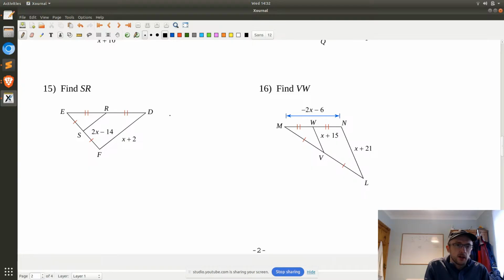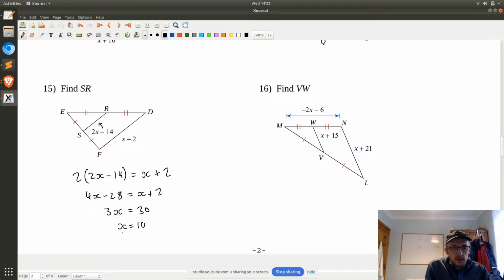Find the length of SR. Well, I guess 2x take 14 applies to that. Not 100% sure. So 4x take 28 is equal to x plus 2. So 3x is equal to 30. So x is equal to 10. And so now for RS, that would be 2 times 10 take 14, which is 6. That would be the length of segment RS. SR, beg your pardon.